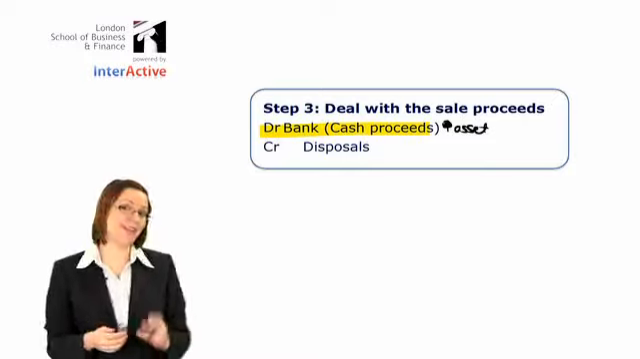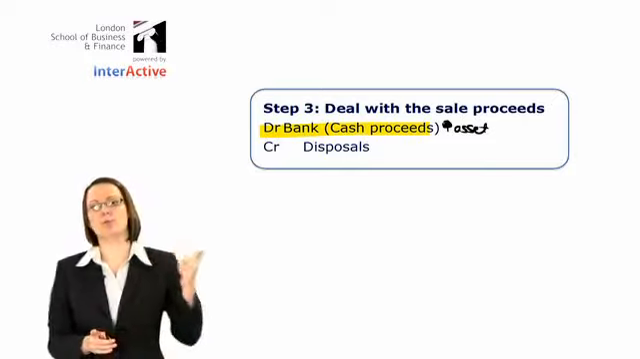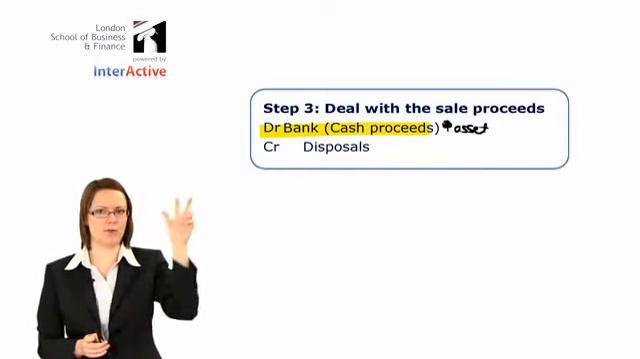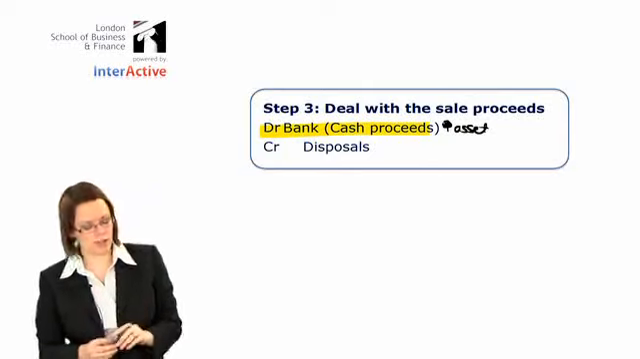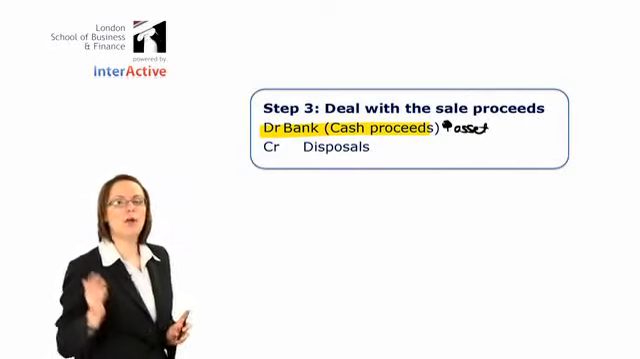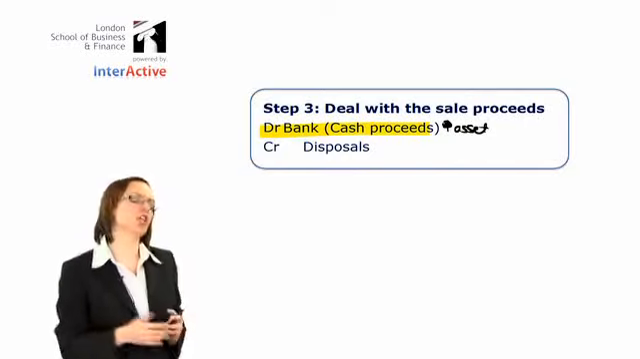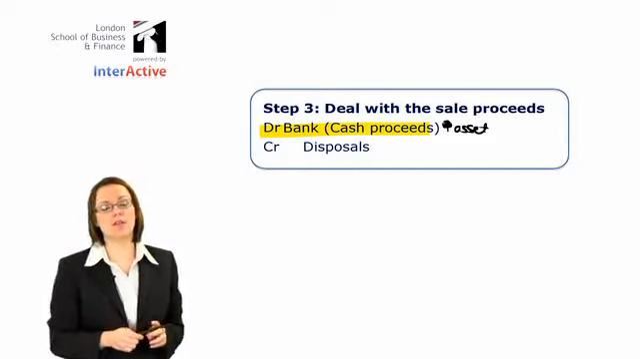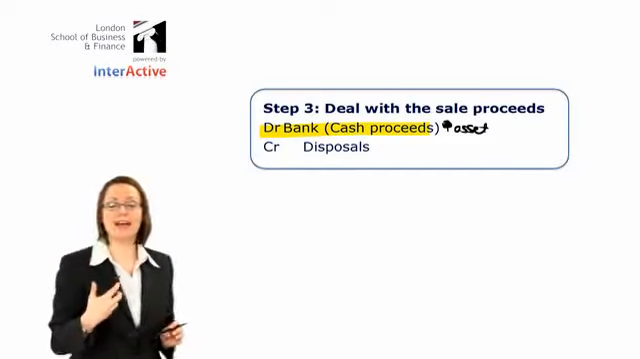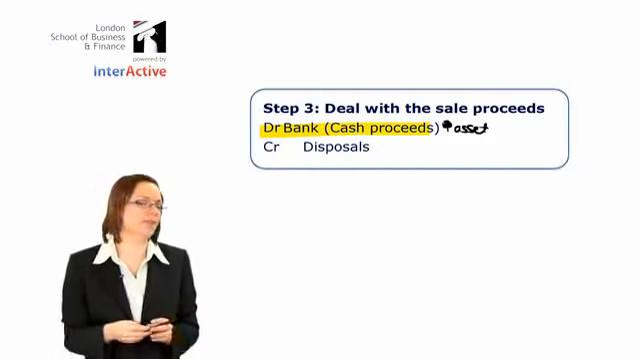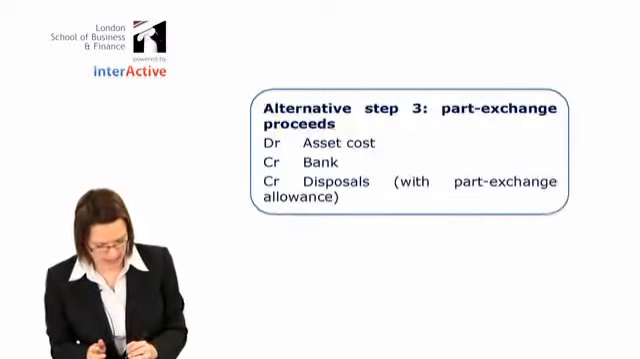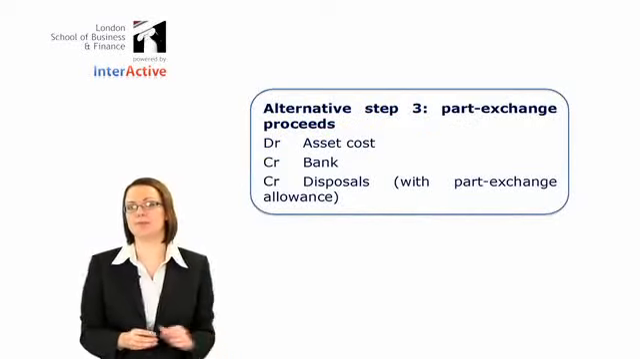Okay, so there we have it. That's the 3-step process. Remove the cost, remove the accumulated depreciation, and deal with the sale proceeds. Now, this is dealing with sale proceeds if you've sold that asset for cash. But what if your proceeds are actually a part exchange allowance that reduces the list price of a new asset? Now, in that case, step 1 and step 2 would be the same if you have a part exchange, but there will be a slightly different step 3 if you have a part exchange.